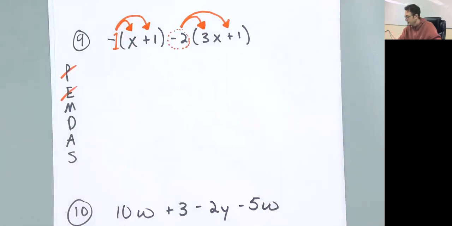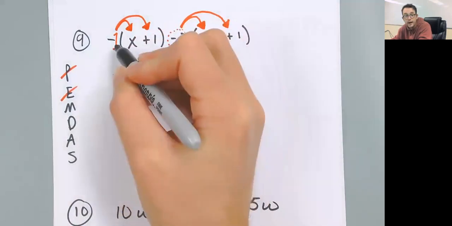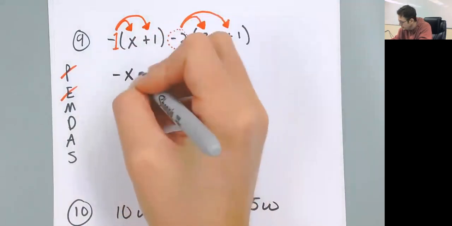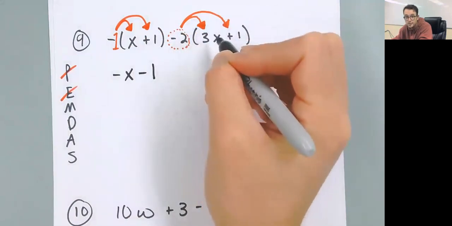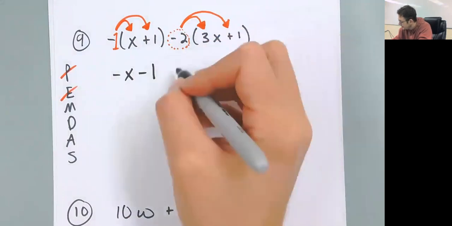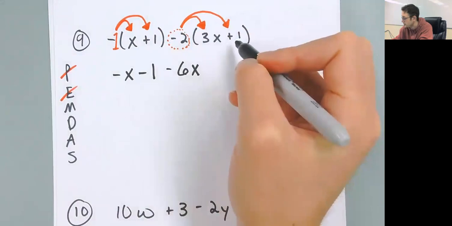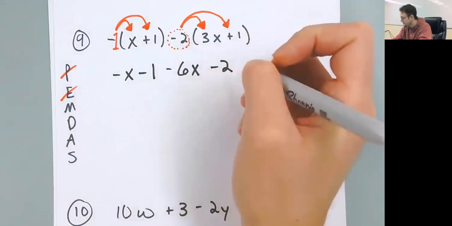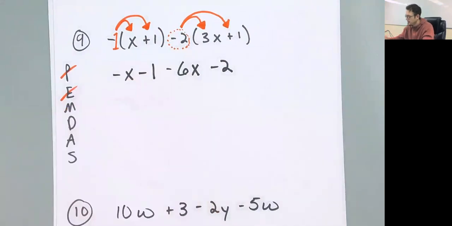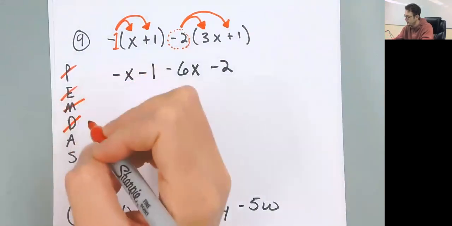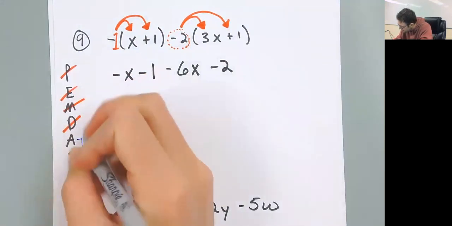Okay. So -1 times x, -x. -1 times 1, -1. -2 times +3x is -6x. -2 times +1 is -2. Okay, all right, let me grab the red pen. Did the multiplication, there is no division. We are now on the last part, which is to combine.